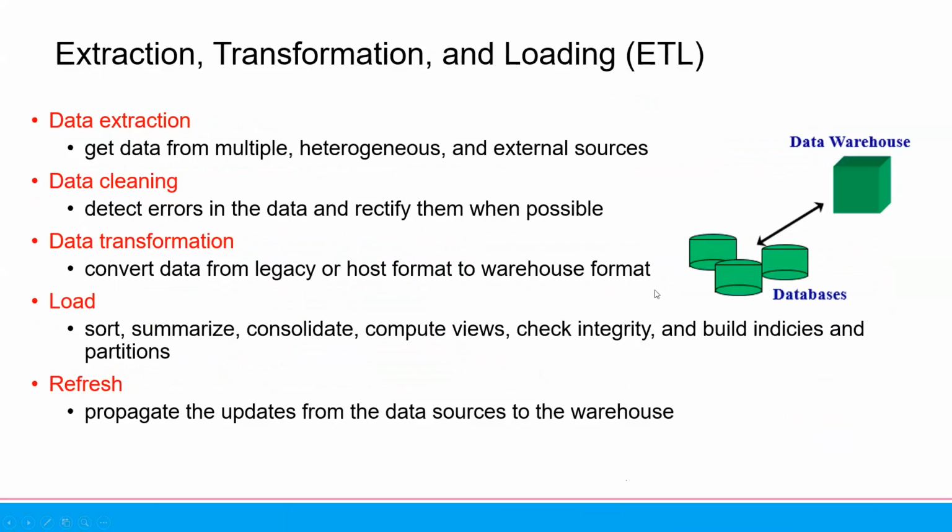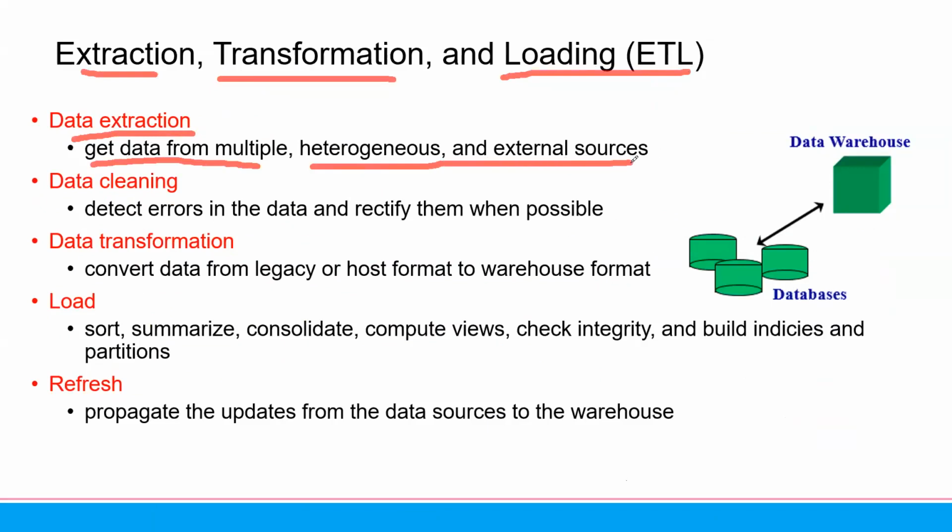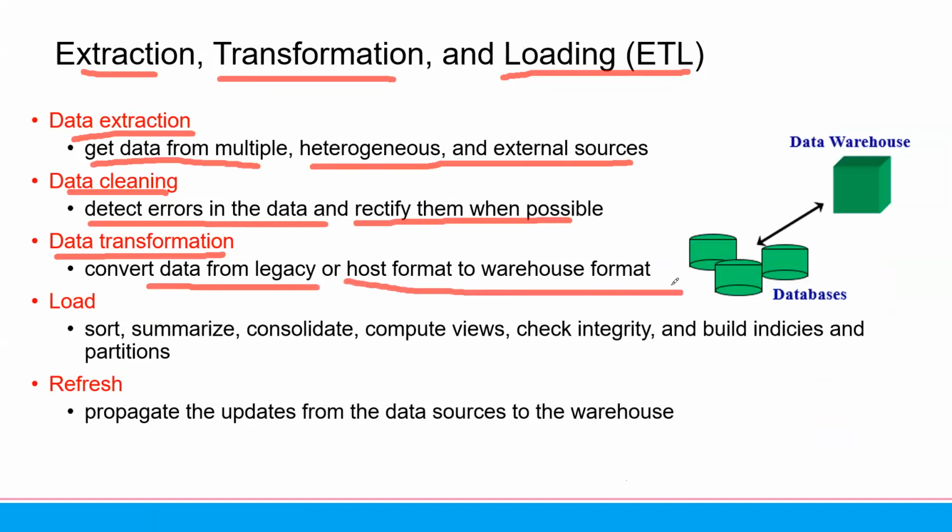So if we can get the query, we use that query for our data warehouse. So this is the ETL. We can have the extraction, transformation, and loading, ETL. So the data extraction means we get data from multiple heterogeneous external sources. After we do the extraction, we can clean. It means we detect the errors in the data and rectify them when possible. We do the data transformation because we need to convert the data from the legacy, from the original data, to the same format in the data warehouse.